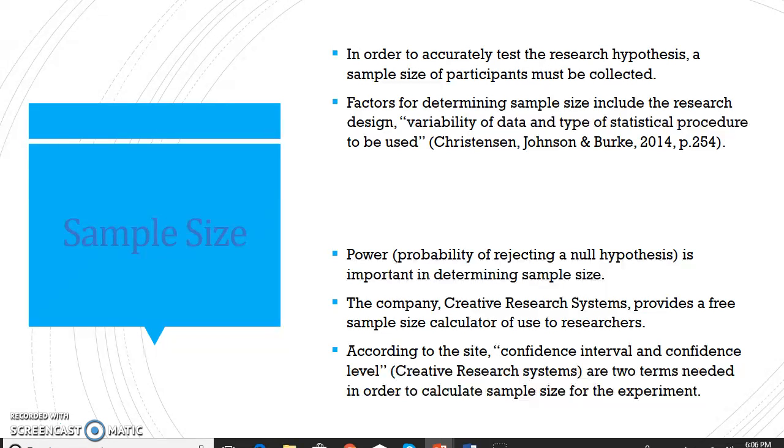Sample size is important in order to accurately test for the hypothesis in an experiment. To determine the sample size, Christensen, Johnson, and Burke suggest looking at the research design, variability of data, and the type of statistical procedures to be used. Power, which refers to rejecting a null or false hypothesis, is an important component of determining sample size. If the confidence interval and confidence level are known, the use of sites like Creative Research Systems will assist in calculating a sample size for the experiment.